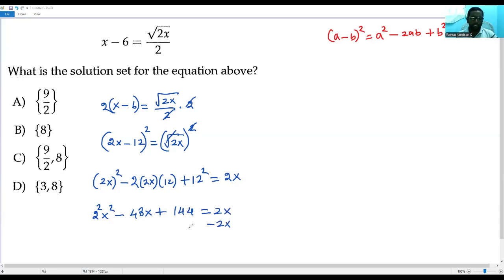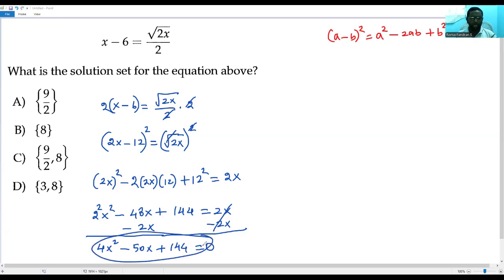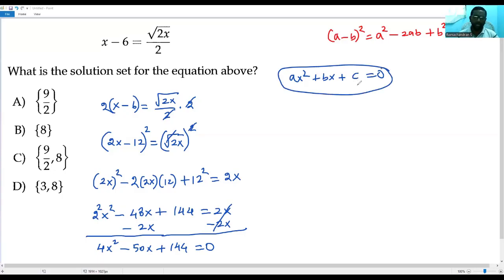Okay, now we can subtract 2x from both sides to get this quadratic equation in standard form. Then 2x and −2x will cancel out, and the value of 2² is 4. That is, we get 4x². Combining −48x and −2x, I'm getting −50x, plus 144 equals 0. Now I got a quadratic equation in standard form. We have everything on one side of the equation, and on the other side we have 0. That is in the form ax² + bx + c = 0. So this is considered to be the standard form of a quadratic equation.